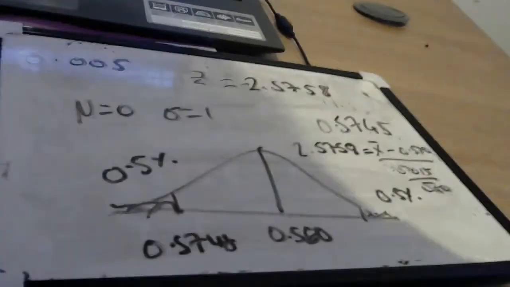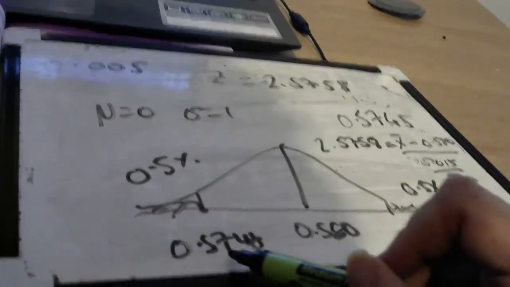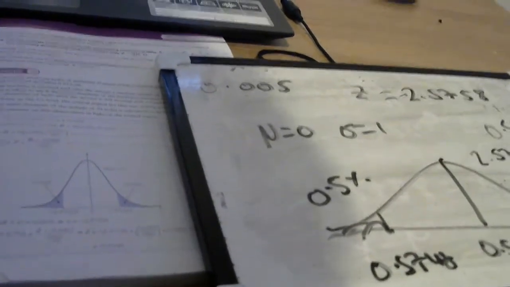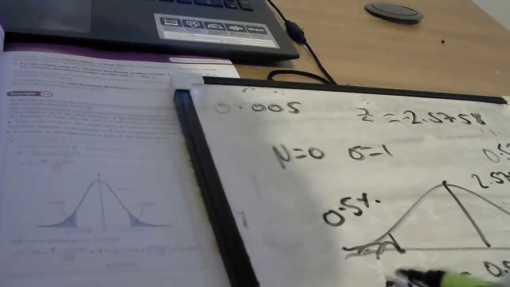All right, and those two numbers, the 0.5748. Why can't I say numbers? Yeah, 745. Sorry, 0.5745 rather. Let me write that down so I don't forget it. That's the lower bound for your critical region. So anything below that, you're rejecting null.